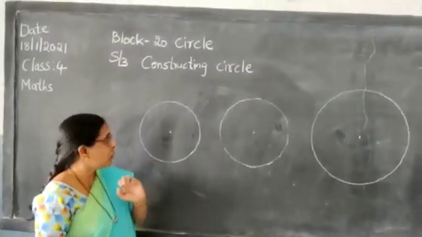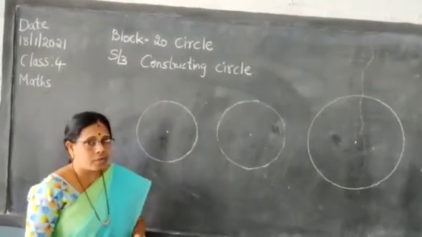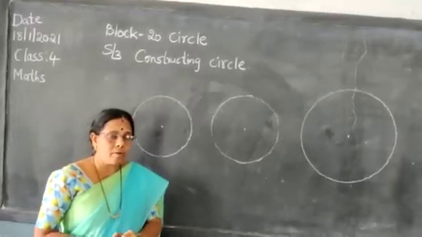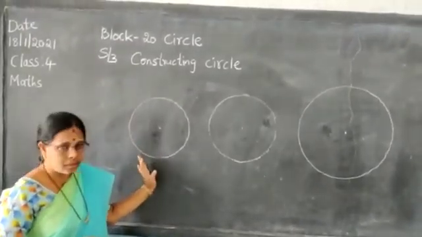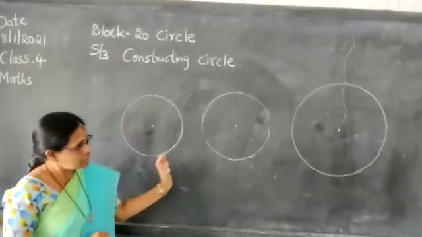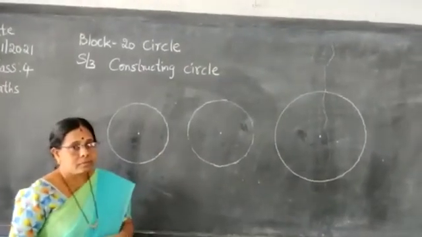Class maths. Today I am going to explain S3, constructing circles, in block 20. Children, in the previous class we learned how to construct a circle with the help of a compass. Today, children, see here, I draw three circles. What is the same here and what is different?